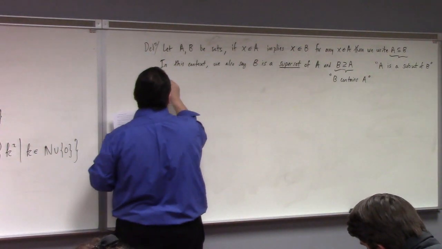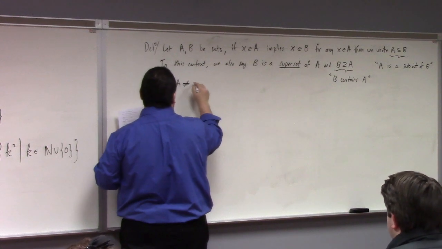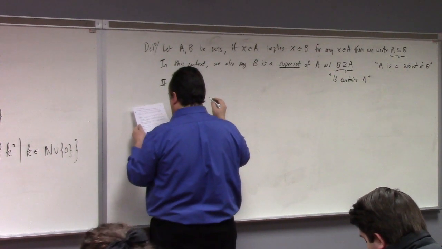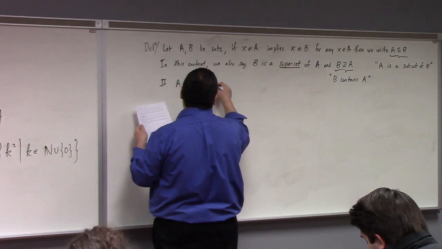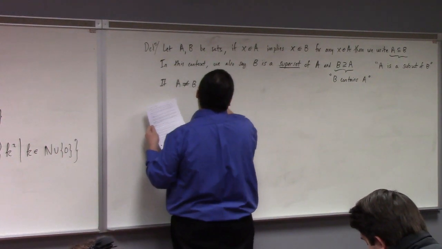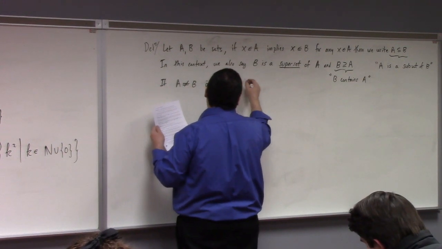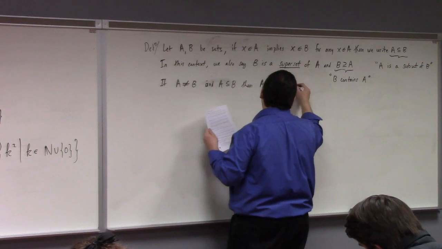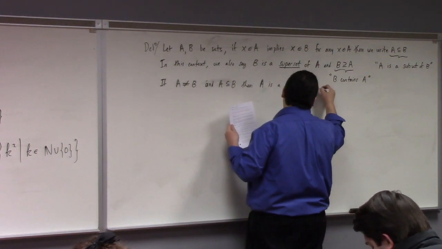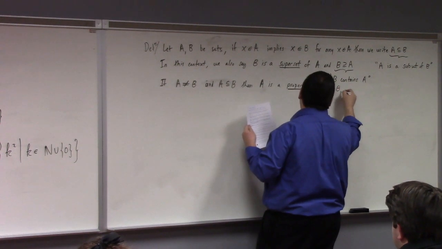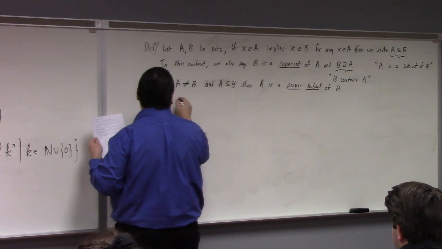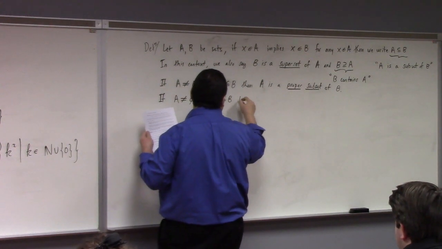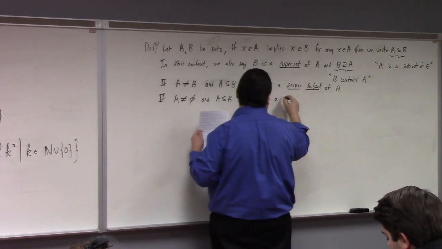Furthermore, if A is not equal to B and A is a subset of B, then A is a, quote unquote, proper subset of B. If A is not equal to the empty set and A is a subset of B, then A is a non-empty subset.